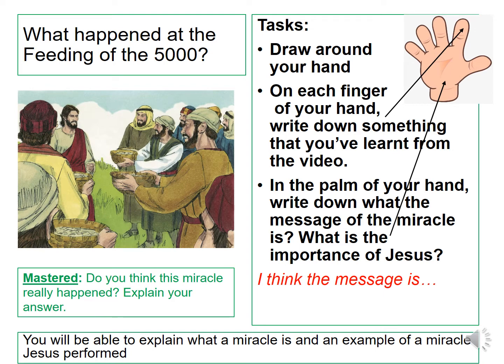Okay? What I want you to do before we watch the video is draw around your hand. So I want you to put your hand on a piece of paper and draw the outline of your hand. On each finger of your hand, you are going to write down something that you have learnt from the video, so that you should have 5 pieces of information by the end of the video. In the palm of your hand, as you can see from the arrow, what you're going to write down is the message of the miracle.